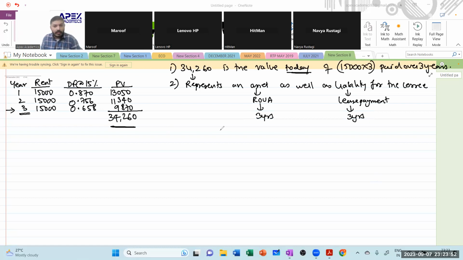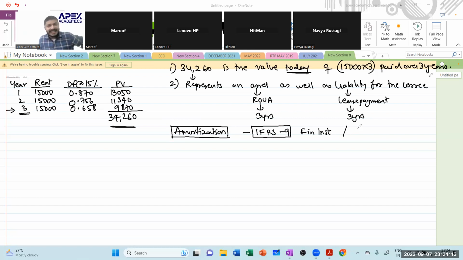You will perform an accounting treatment called amortization. This is laid down in IFRS 9 financial instruments. All those of us working in Indian companies, you will find this in Ind AS 109 financial instrument, which is a twin brother of IFRS 9.